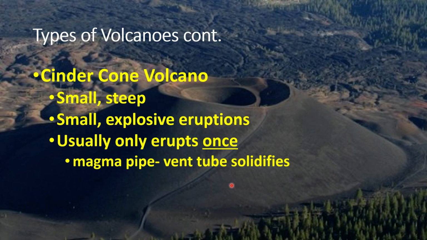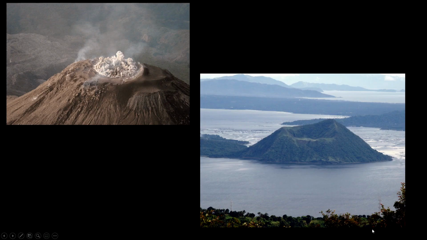up from the magma source down here, up the vent to the crater. Magma gets stuck in the vent right here, and then over time cools and solidifies, and it pretty much just plugs the volcano so that it's never able to erupt again.